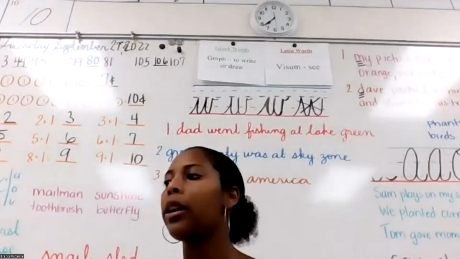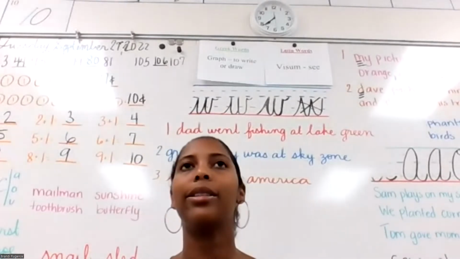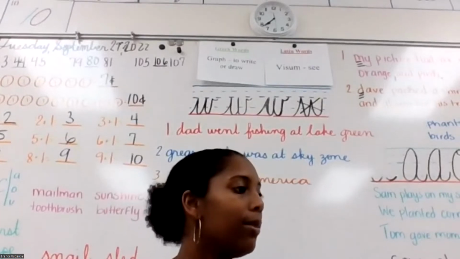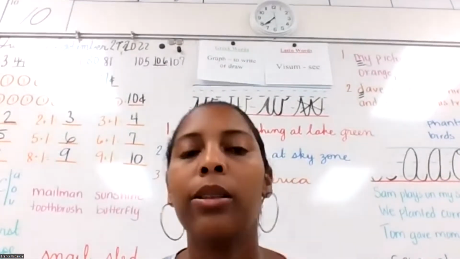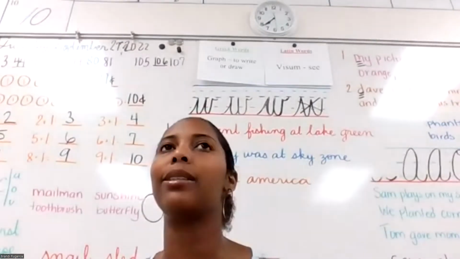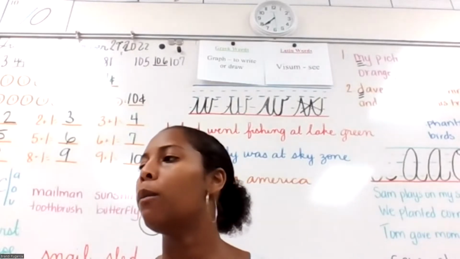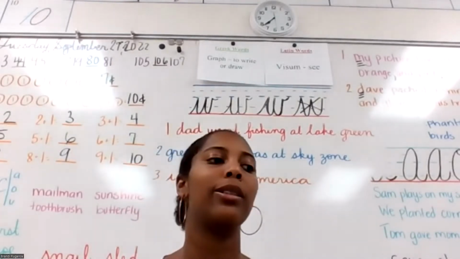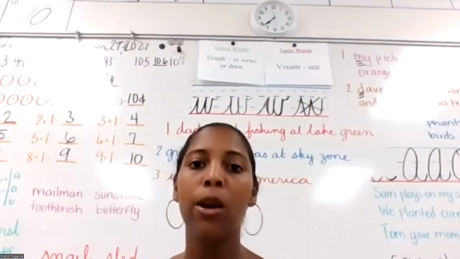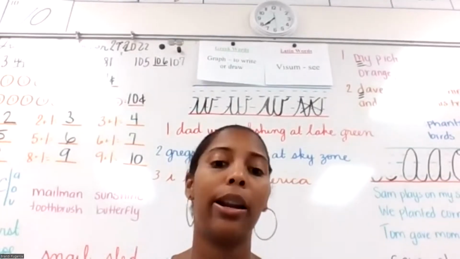So this week in writing, we are practicing writing proper nouns of places in sentences. Last week, we practiced proper nouns of people, like writing their names in sentences. This week, we're doing the same thing, but now it's places. Remember, when something is a proper noun, it is a special name of something. And because it's a special name, we write it with a capital letter, okay?